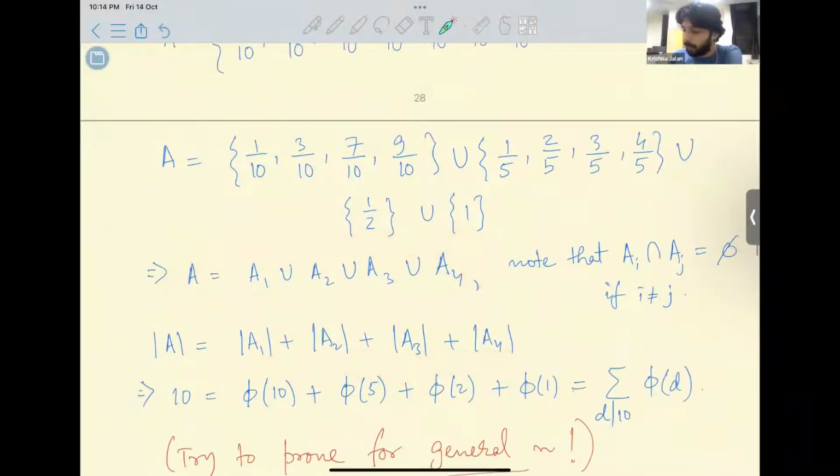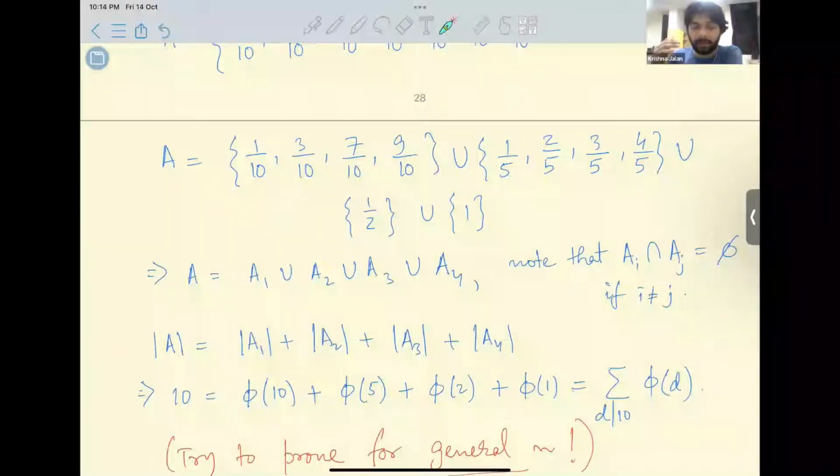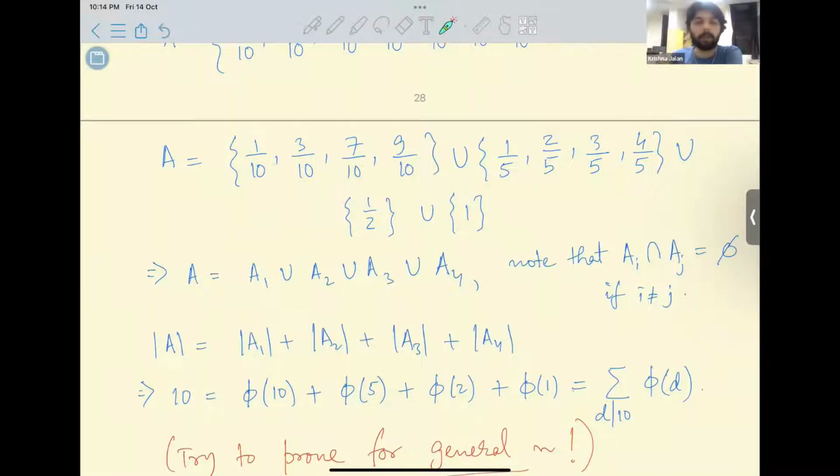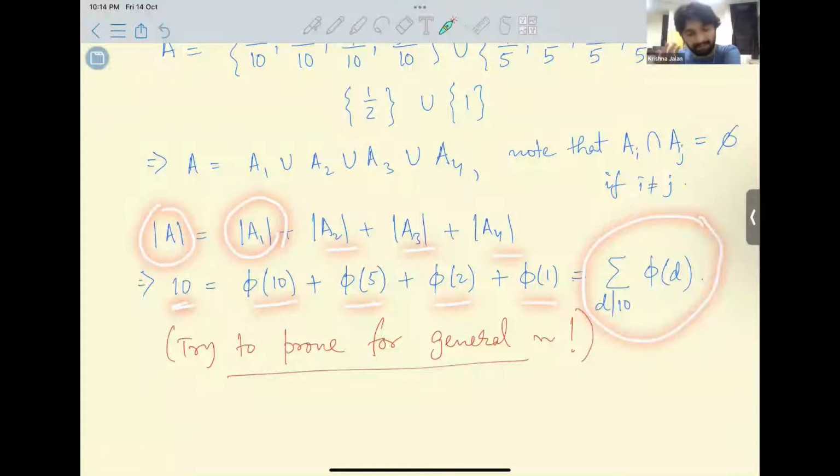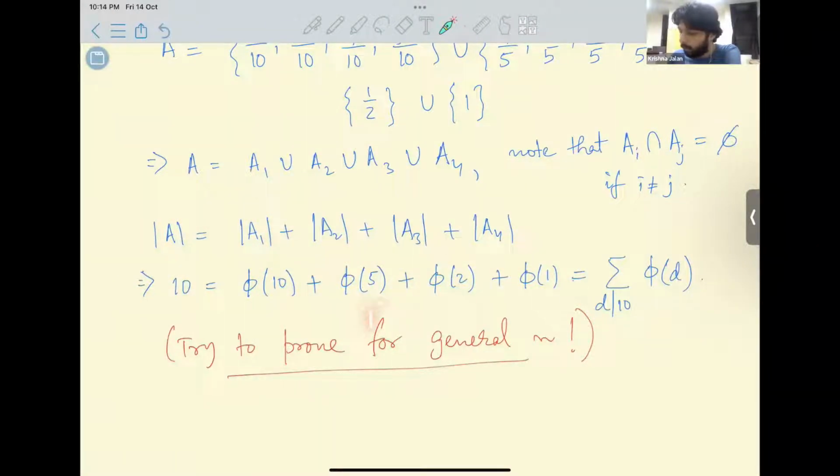And if you notice, what is the cardinality of this set? It is the number of co-prime numbers which are smaller than 10 and co-prime to 10. So this is phi of 10. The original set had a cardinality of 10. Similarly, A2 had phi of 5, A3 phi of 2, and A4 phi of 1. And this is nothing but over all the divisors of 10. So 10 divides 10, 5 divides 10, 2 divides 10, and 1 divides 10. This is what I had set out to prove.